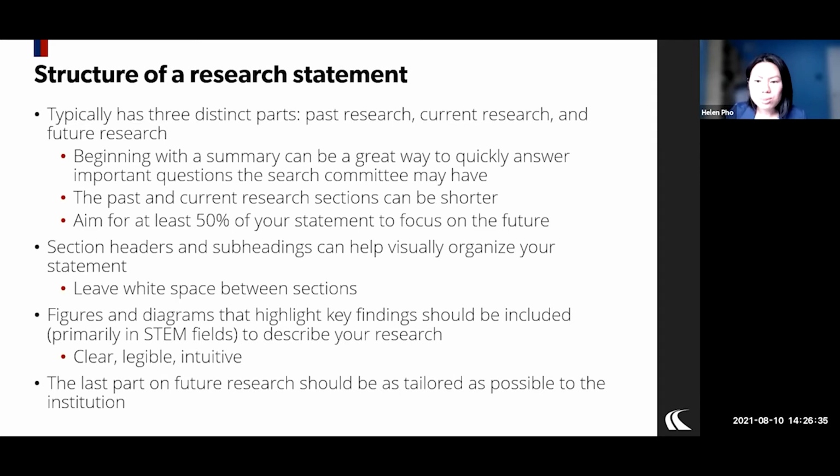So the other question is, how much should you try to connect your past research to future research if your past research was somewhat different from what you plan to do? That is a really good question. I'm actually going to address that in the next couple of slides.